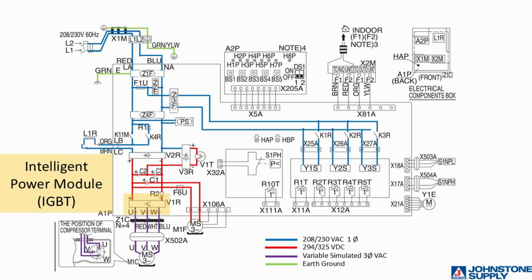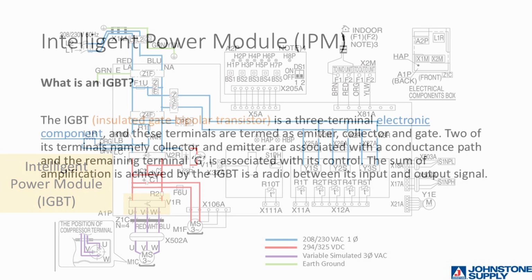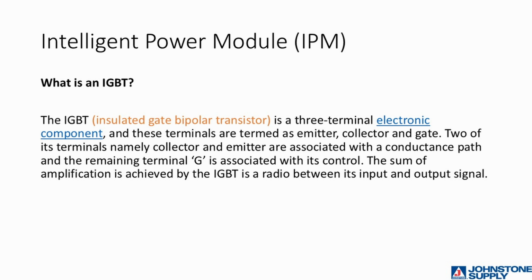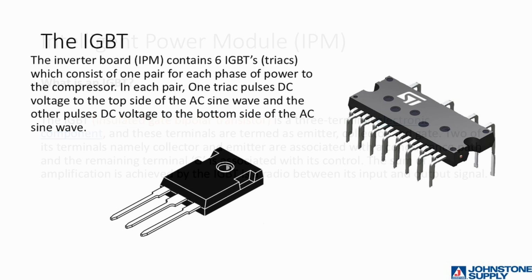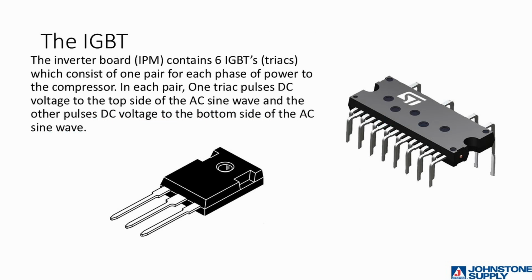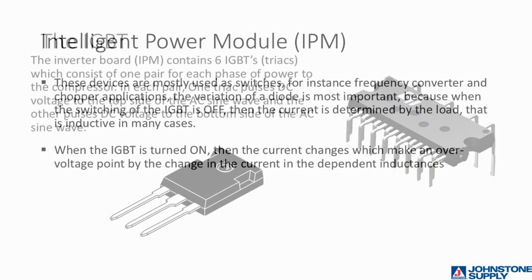It creates variable voltage at a variable frequency to control the speed and capacity of the compressor, typically giving the compressor the ability to run between 20 and 125 Hz, rather than just 60 Hz at 3,350 RPM. The inverter circuit utilizes 6 IGBTs or insulated gate bipolar transistors. Depending on the configuration and the manufacturer, this could consist of 6 individual IGBTs or triacs, or one large chip.